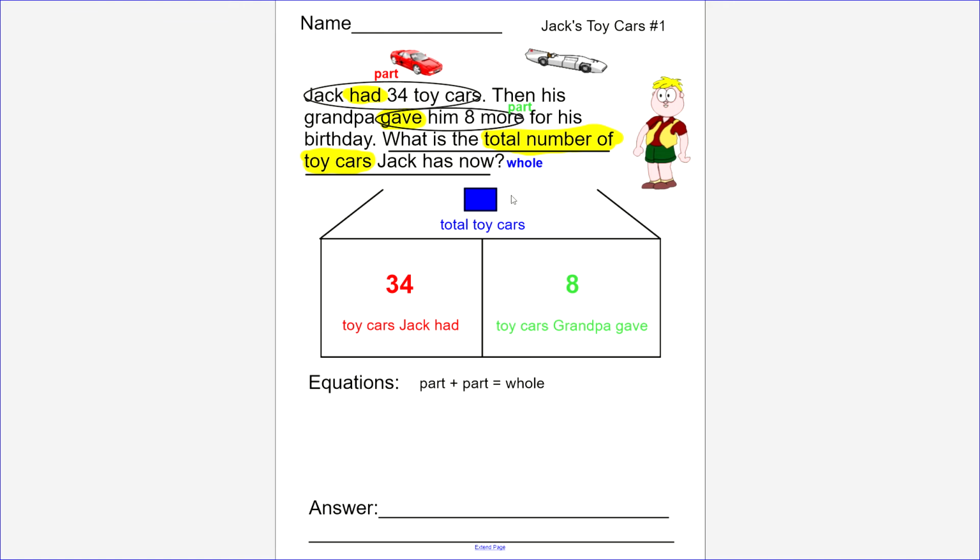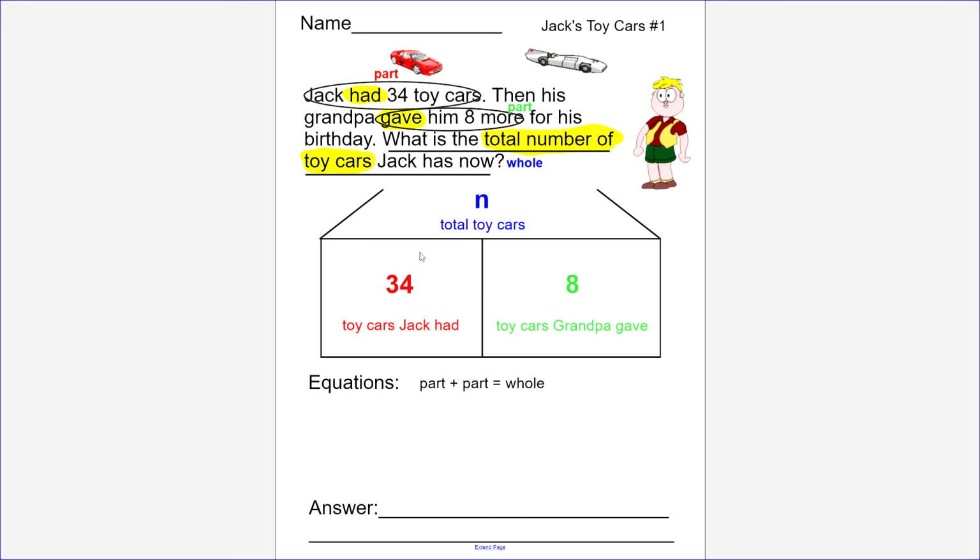And finally, think about the whole. The whole is the question. It's what the story problem's asking about. So we don't actually know the number. It says, what is the total number of toy cars Jack has now? The story problem does not tell us this piece of information. It's what we're trying to find out. This is our unknown. Think, what did we decide we would label the unknown piece of information? What could we write down instead of a number, since we don't know the number yet? You're right. We decided we would use N to represent the unknown. So we will say N, total toy cars.